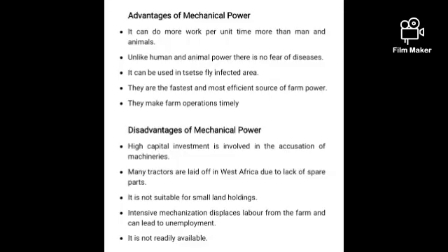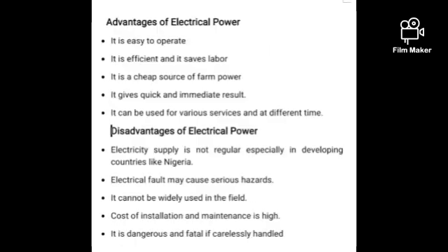And this is a picture of mechanical power. Advantages of mechanical power: it can do more work per unit time, more than man and animal. It can be used in fly infested areas. They make farm operations timely. Disadvantages of mechanical power: it is not suitable for small land holdings. It is expensive. It requires high capital investment. And also, many tractors are laid off in West Africa due to lack of spare parts.